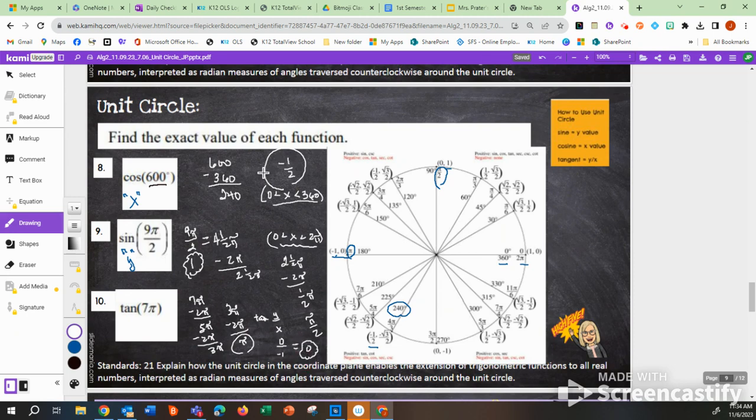So let's do this. 1/2. -1/2 is the answer to number 8. I know I've got a lot of writing here. 1 is the answer to number 9. And 0 is the answer to number 10.